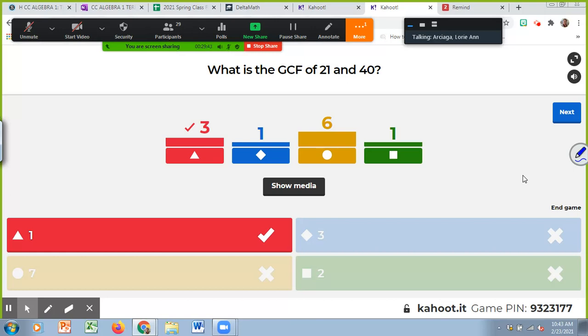Only 3 got it right. Okay, so the common distractor is 7. 7 times 3 is 21, but it doesn't go into 40. So they don't have any common factor, do they? 7 times 3, and this is 8 times 5, 4 times 2. So see, all their numbers are different. This is 2 times 2. So nope. All right, next.